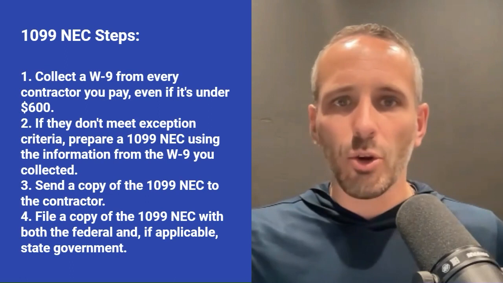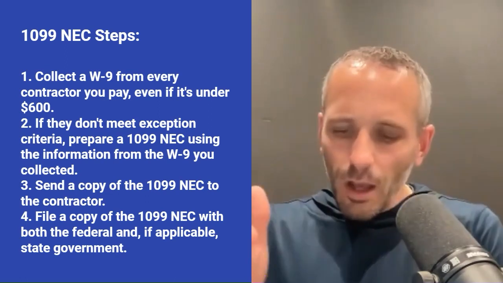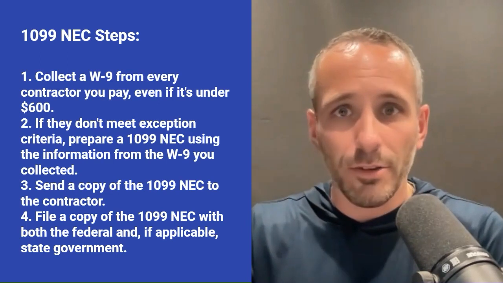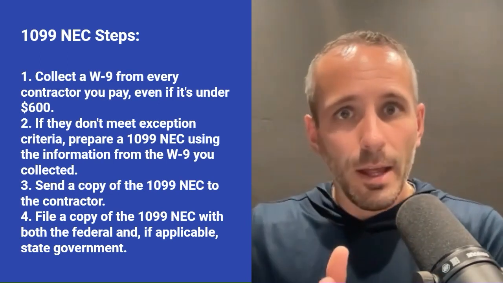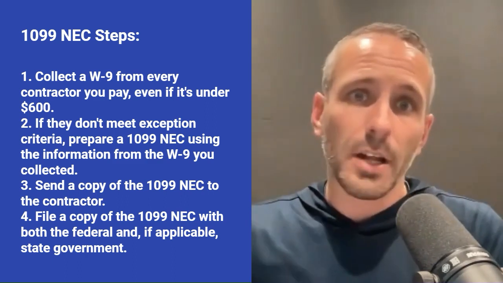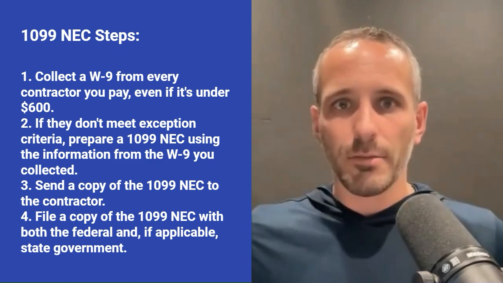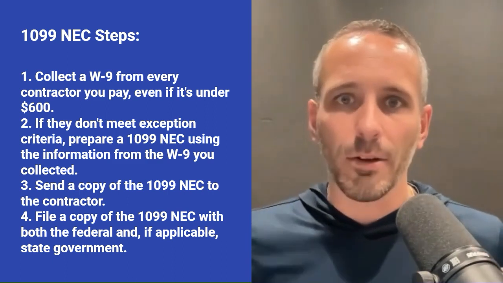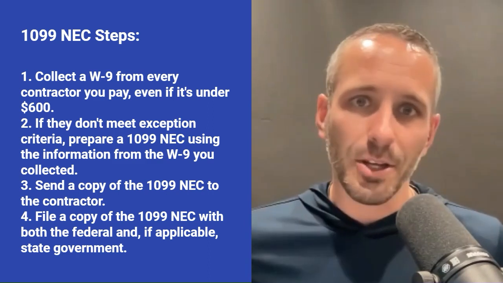So let's go through the quick steps of this whole 1099 NEC process. Step 1, collect a W-9 from all your contractors you pay, even if it's under $600, because you never know when that amount's going to go above $600 with future payments. So I say anytime you initially pay a contractor, get a W-9 from them, keep it on file. This is important. Again, before you pay anyone, collect a W-9 from them.